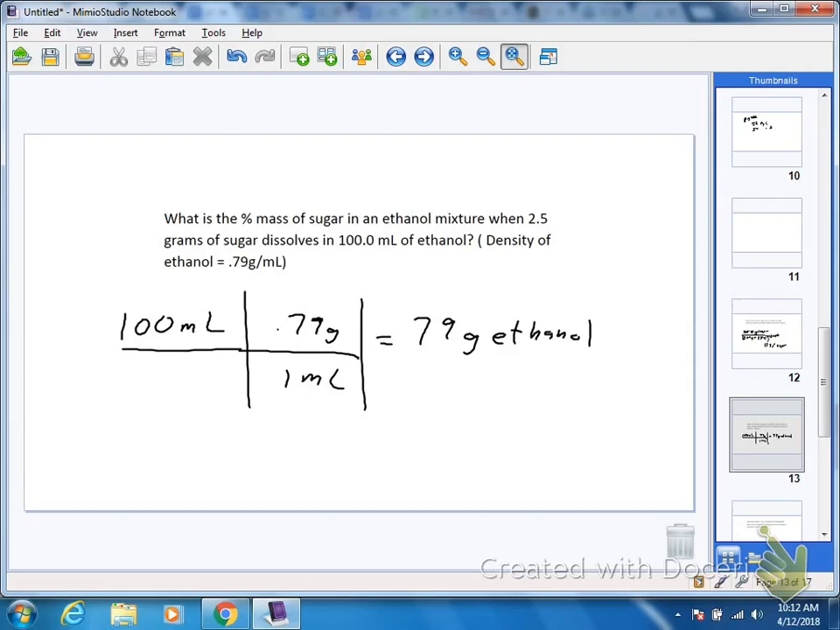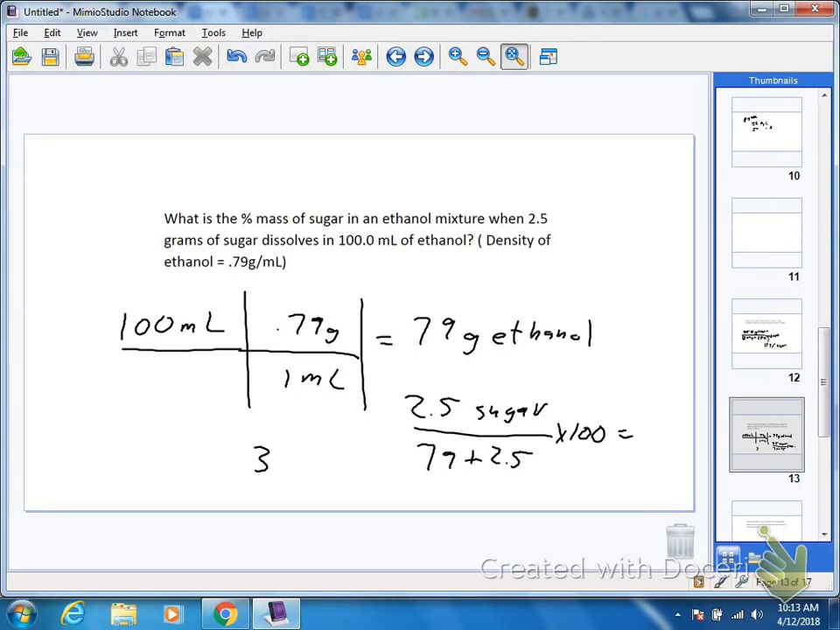Okay, so then you would go ahead and take the 2.5 grams of sugar, and then you would divide by 79 plus 2.5. So it would be 81.5 times 100. And that gets you your answer? Yep, 3%. It actually comes up to 3.1%.